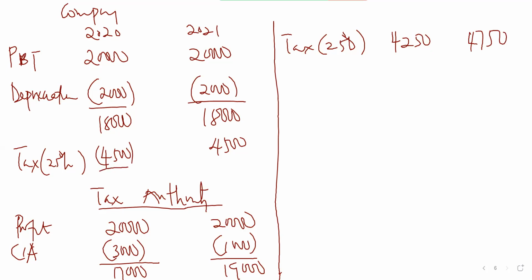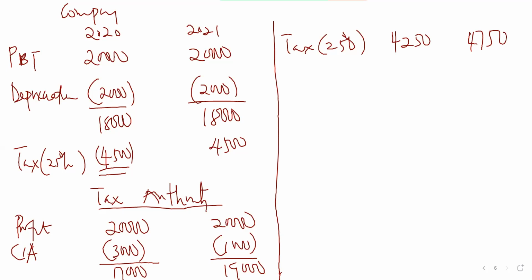What is our tax estimate? 4,500, isn't it? Yes. But in actual sense, we are paying what? 4,250. Okay. This is no over or under. This is as a result of the difference in the capital allowance.